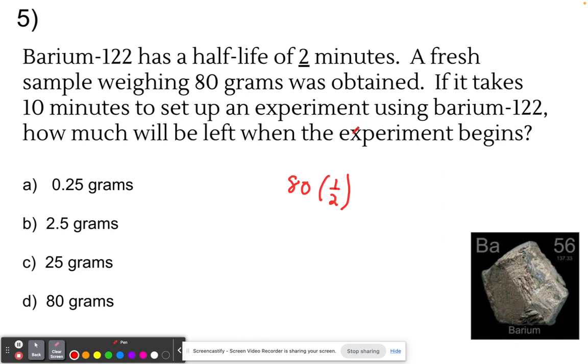Well, if its half-life is 2 minutes, how many 2-minute periods fall in 10 minutes? That would be 5. So 80 times 1/2 to the 5th power gives me 2.5. 2.5 grams will be remaining by the time we start the experiment.